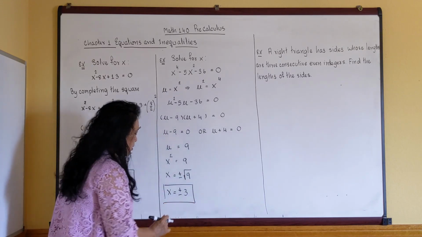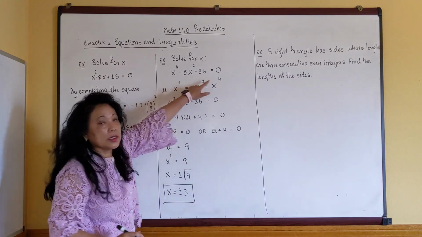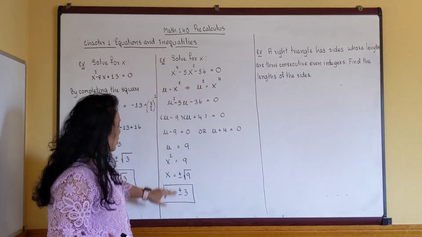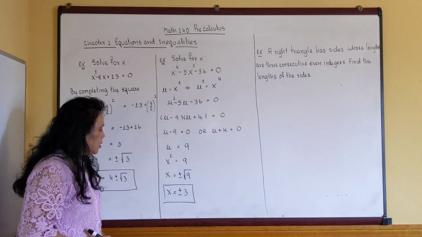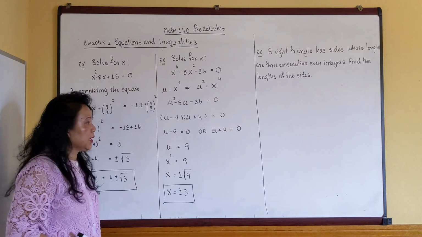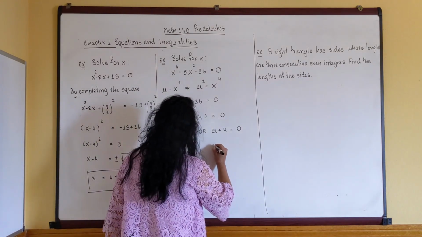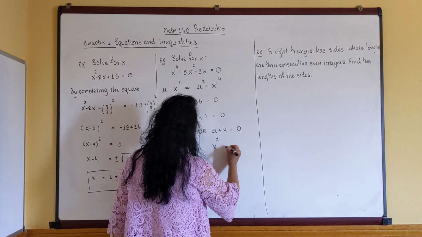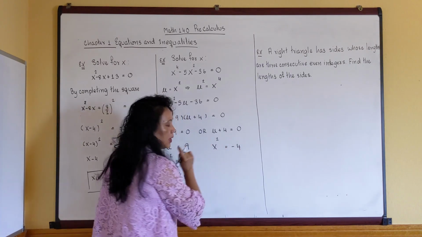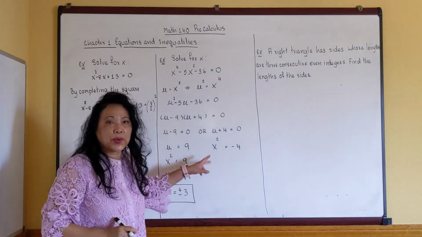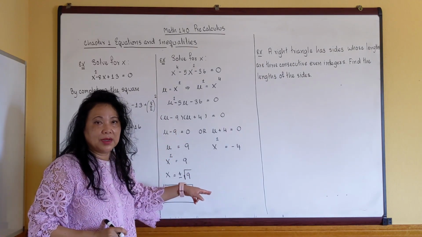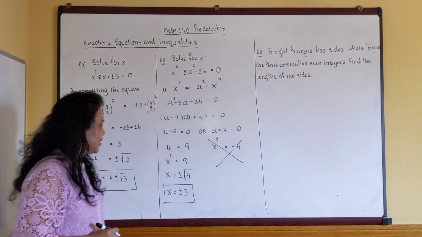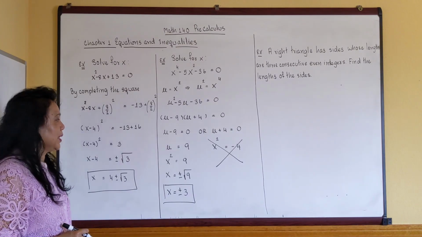Try to check your answer. If you substitute this in here, it should equal 0, which I did, but I don't have room to show here. It's equal to 0. So x can be plus or minus 3. Let's look at this one. x squared should equal negative 4. I substitute u for x squared. Now you cannot square a real number and get a negative number. So this doesn't work. Right? So x is plus or minus 3.